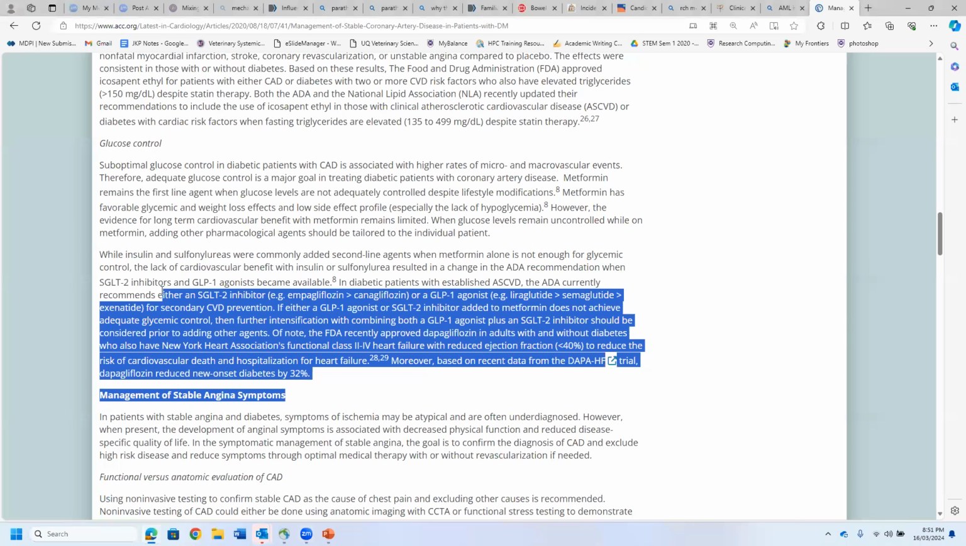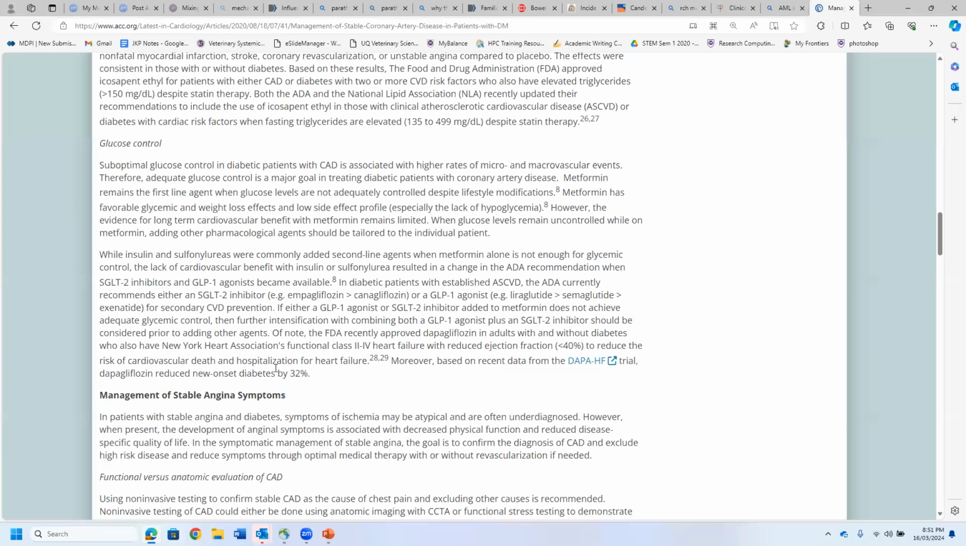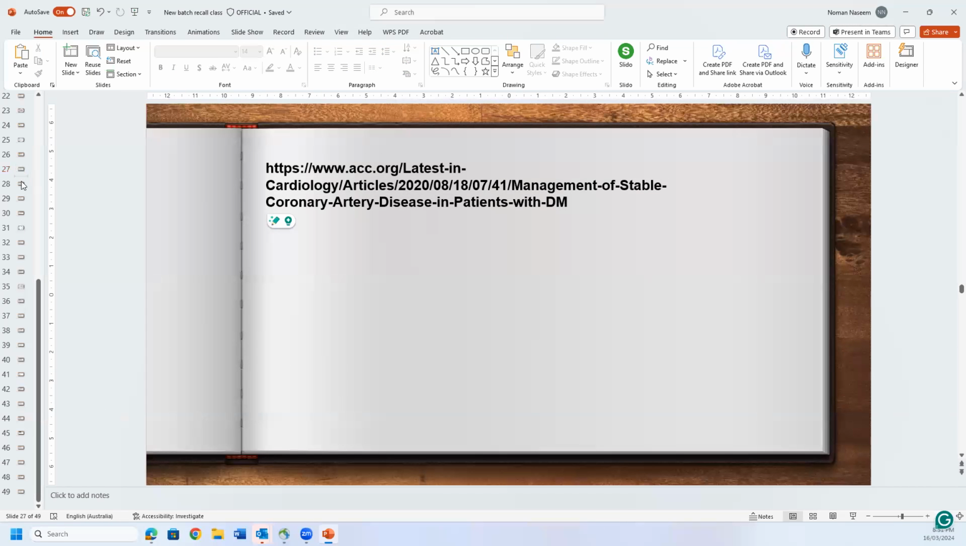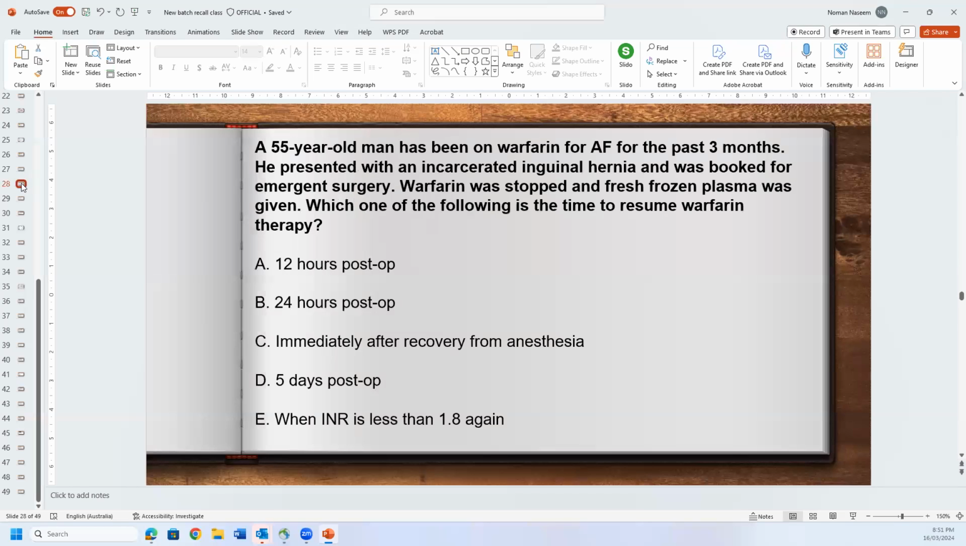So very, very important. At least by 32%, that's a major effect in the mortality and morbidity of a patient. It's a major contribution by a drug. So it not only remodels the heart, but it prevents you from dying early as well, especially in a patient who has heart failure with HFrEF with less than 40% ejection fraction. Is it clear, everyone?